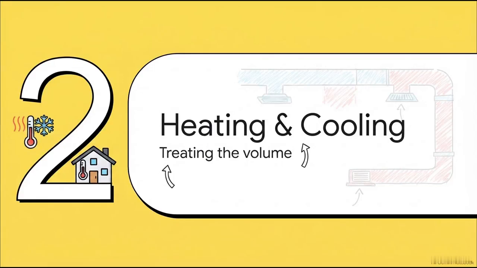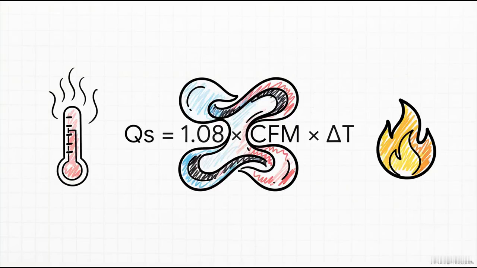Moving right along to section 2, mastering heating and cooling. Now that we know our air volume, we have to actually treat it. This brings us to the sensible heat formula. To find your sensible load in BTUs per hour, that's our Q variable, you take the constant 1.08, multiply it by our CFM, and then multiply by delta T. That 1.08 is a constant derived from the standard density and specific heat of air, while delta T is simply the temperature difference between the current room and the conditioned supply air.